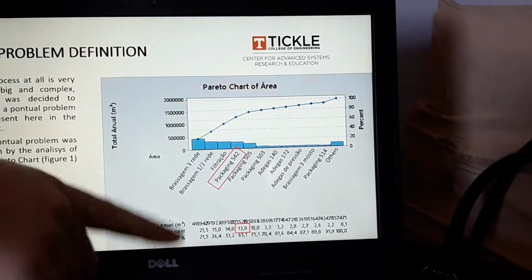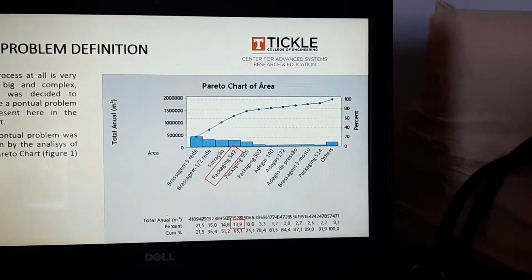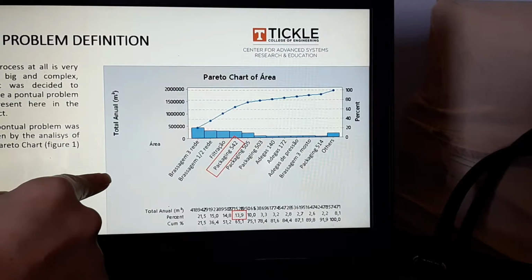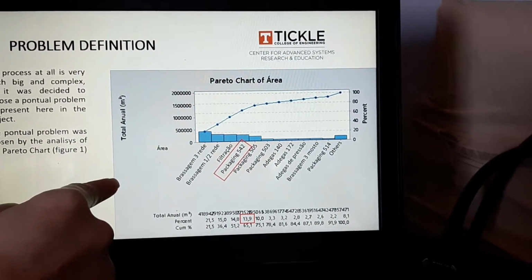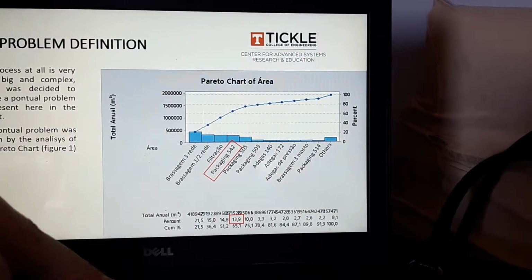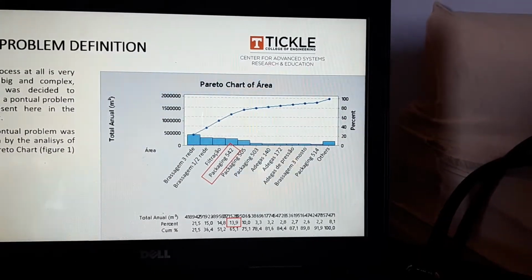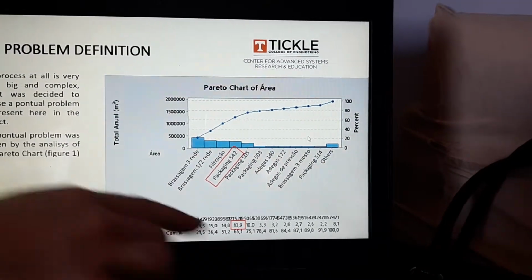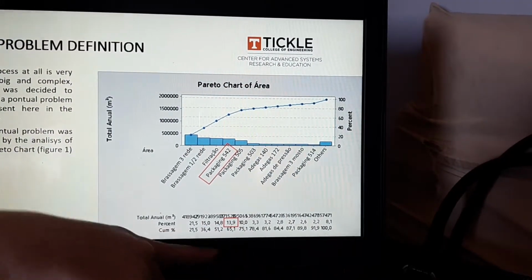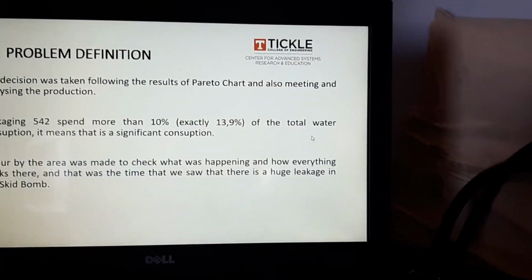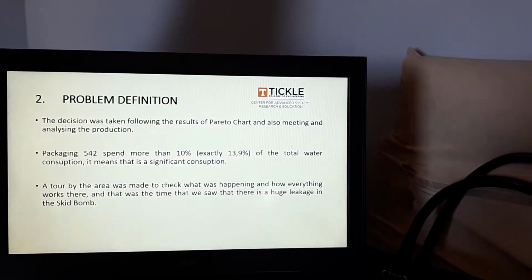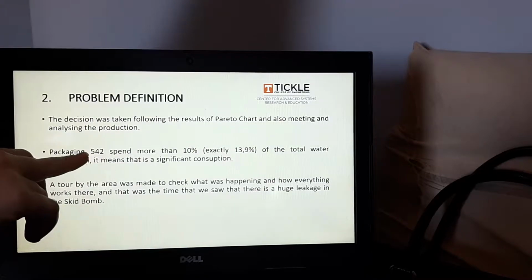These are some areas. We got some data from them, and we could construct this Pareto chart. Okay, these data are from 2017, last year. And we could find these values here, the percent that they spent. So the decision was taken following the results of the Pareto chart, as I said, and we chose packaging 542.